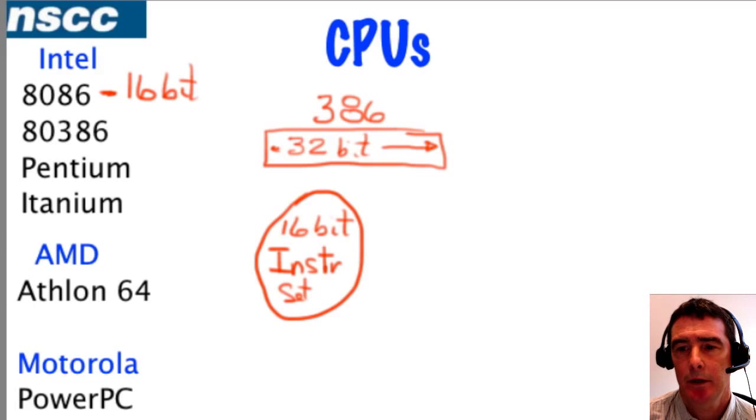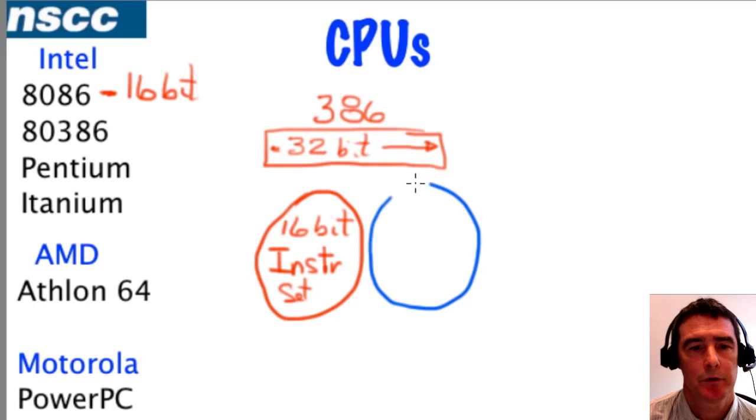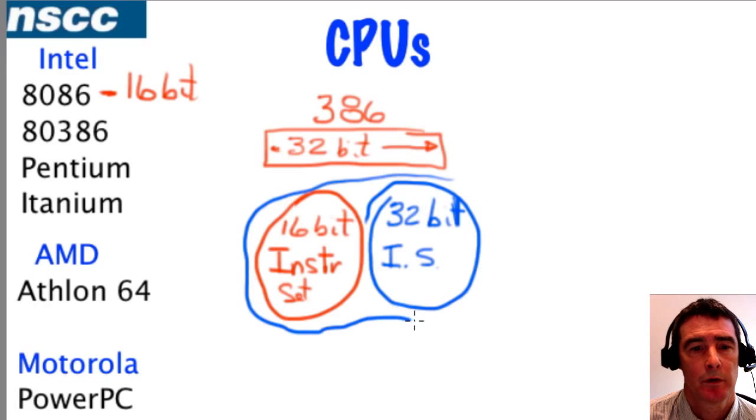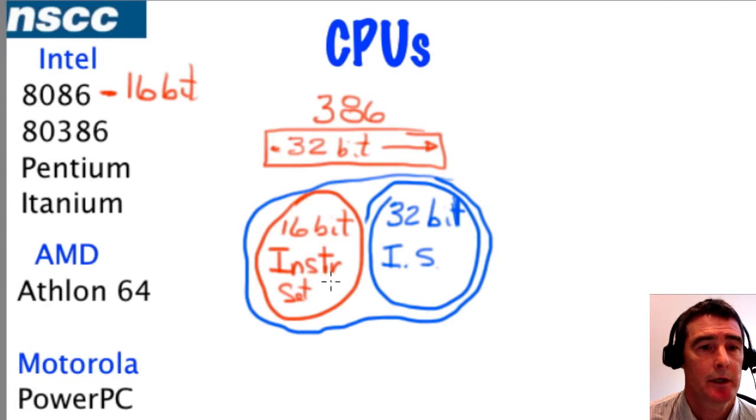But it also had a brand new instruction set that was more powerful and that ran a little faster, called the 32-bit instruction set. And so together, this was the instruction set capability of the 386 and later the Pentiums. Now this architecture had a certain name which I'll actually use now. It was called IA32.